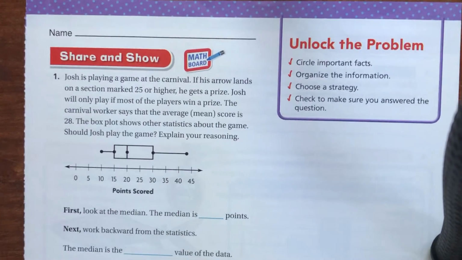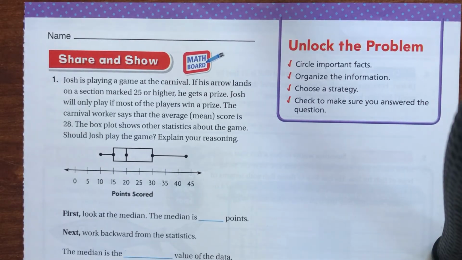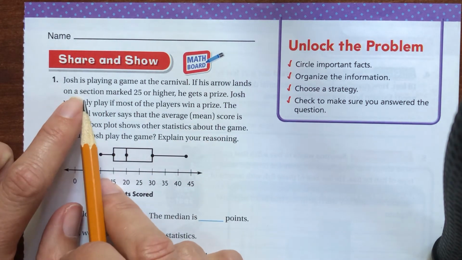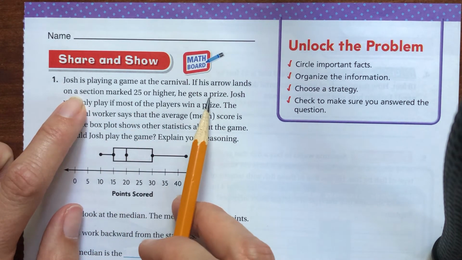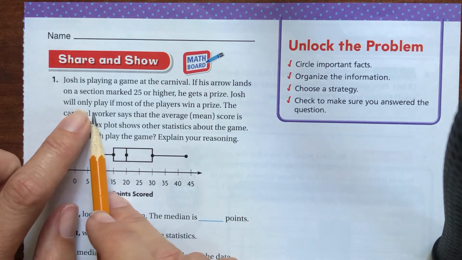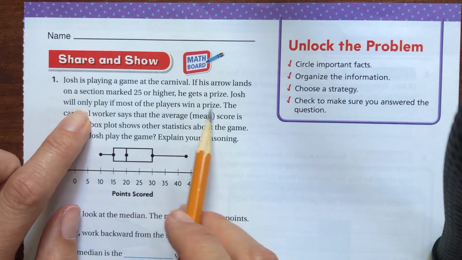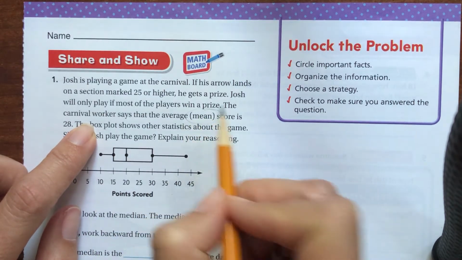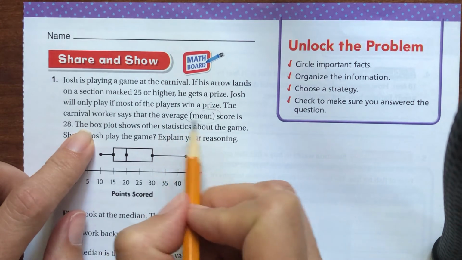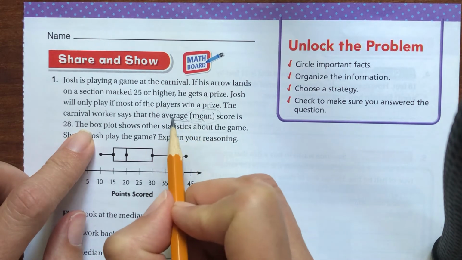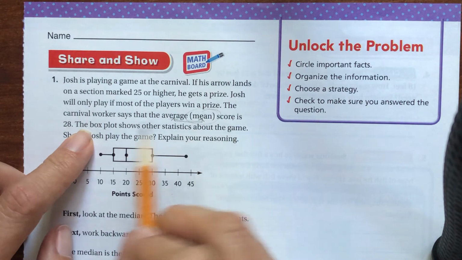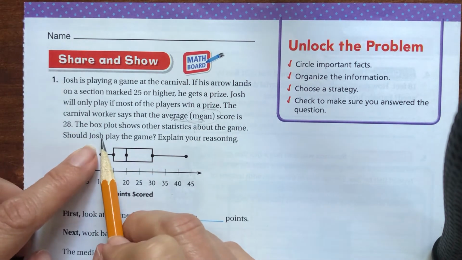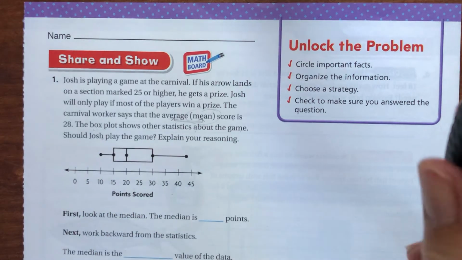Okay, last page. Josh is playing a game in the carnival. If his arrow lands on a section marked 25 or higher, he gets a prize. Josh will only play if most of the players win a prize. The carnival worker says the average or the mean score, these are synonyms. Average means the same as mean. Average score is 28. The box plot shows the other statistics about the game. Should Josh play the game? And explain your reasoning.